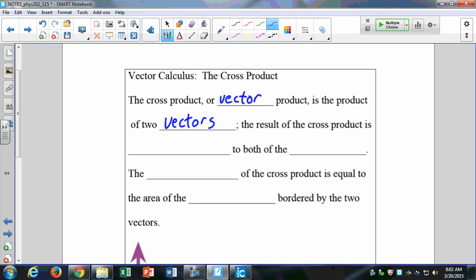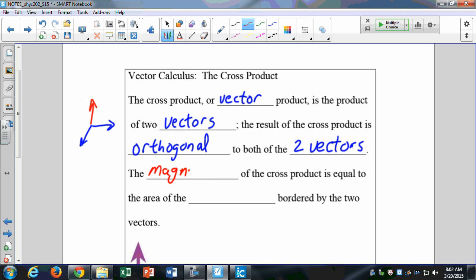All right. So the vector product, or the cross product, is the product of two vectors. And the result of the cross product is orthogonal to both of the two vectors. So if I have one vector in this direction, one vector in this direction, then the product of those two is going to be in a direction that's orthogonal to both, like in that direction. The magnitude of the cross product is equal to the area of the parallelogram that's bordered by the two vectors.